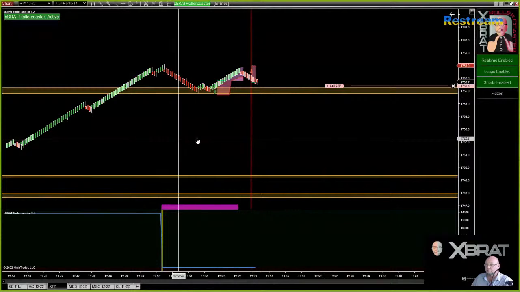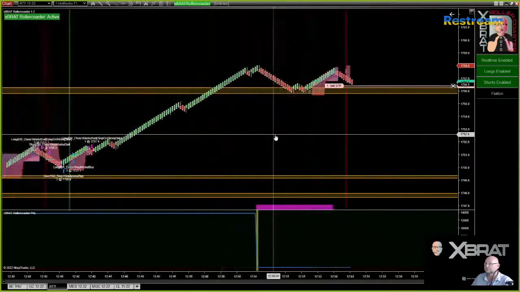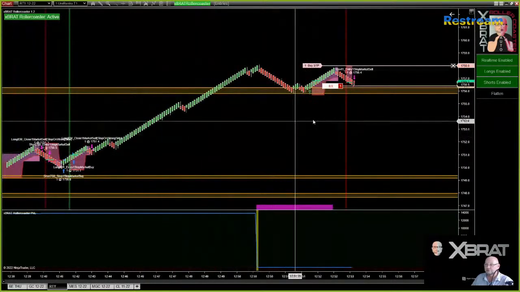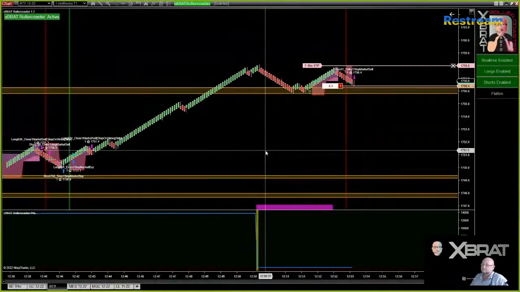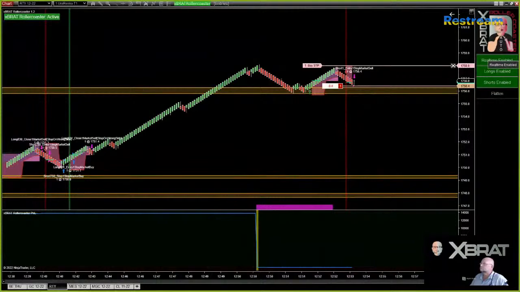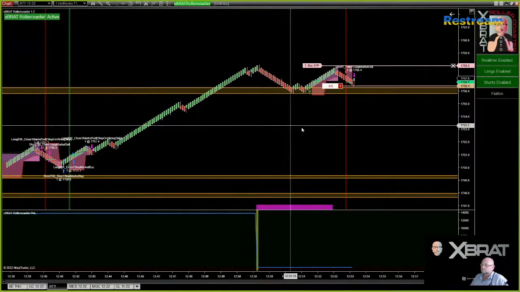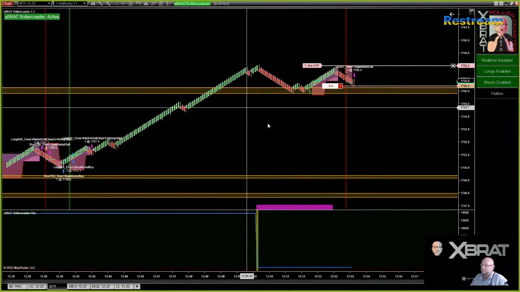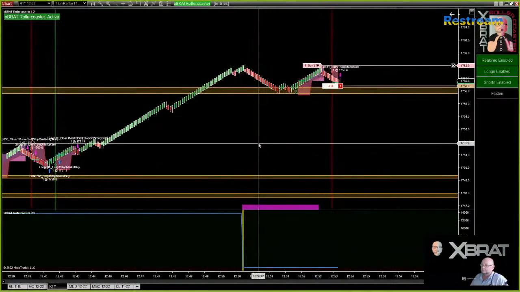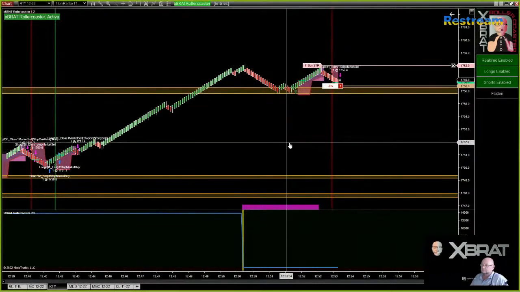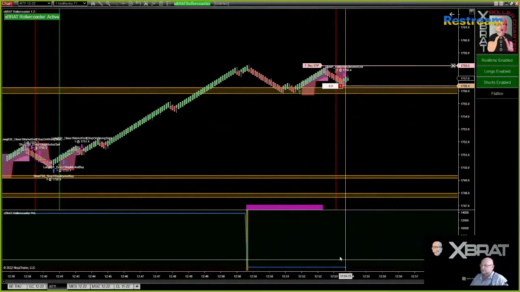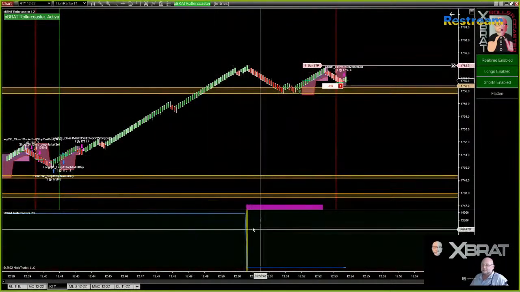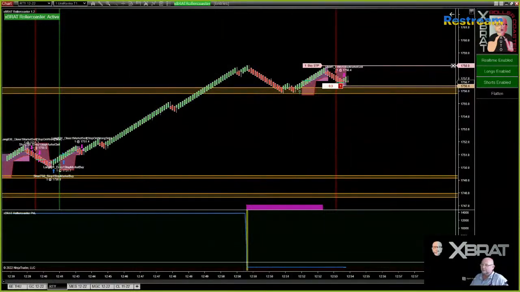Okay, there's a short order submitted. Really shouldn't be going short into support here. I think I would have preferred the long. By doing that, though, it's reset my P&L. Can you see that? We're back at 0.